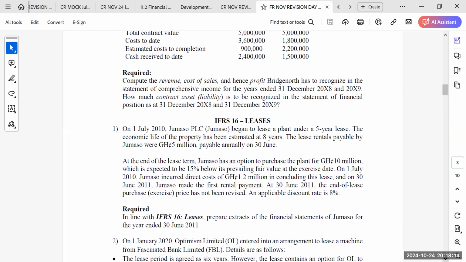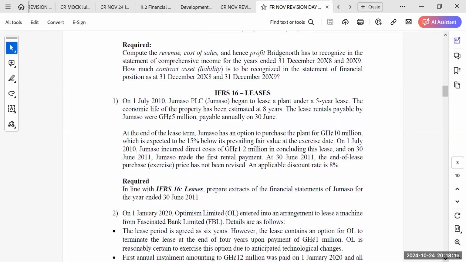Leases. Okay, so take the leases, let's see. IFRS 16 Leases. Question 1. On 1st July 2010, Jumaso PLC began to lease a plant under a 5-year lease. The economic life of the property has been estimated at 8 years. The lease rentals payable by Jumaso were 5 million. Take the second one.